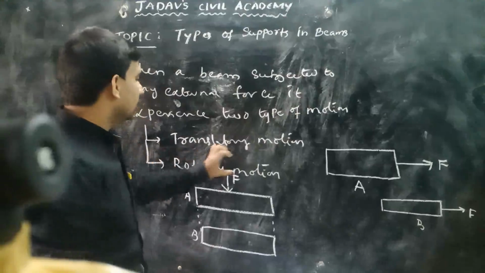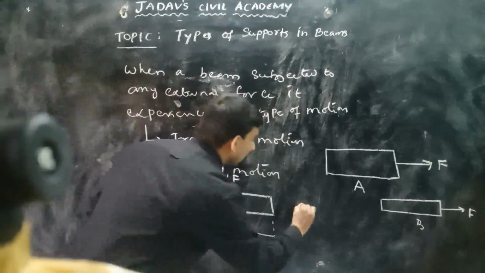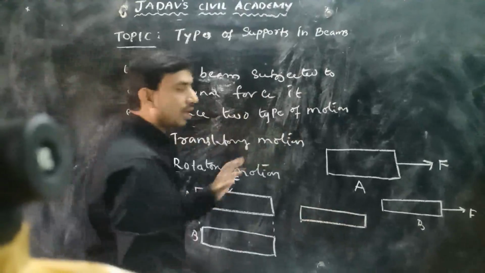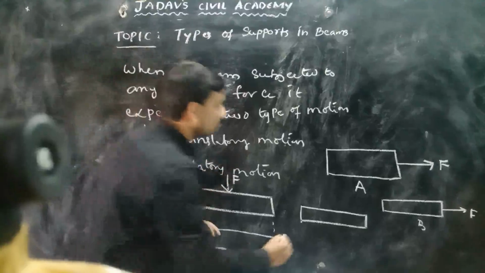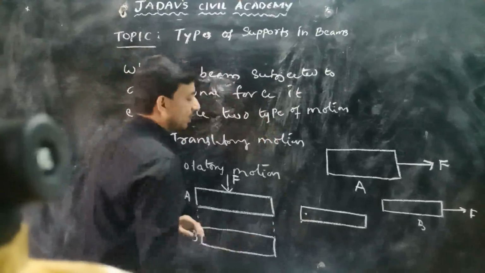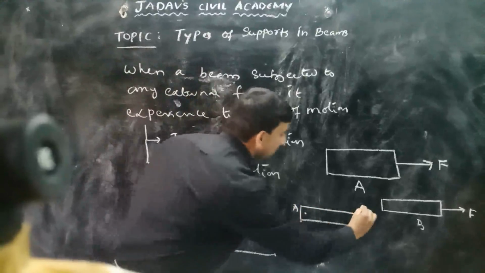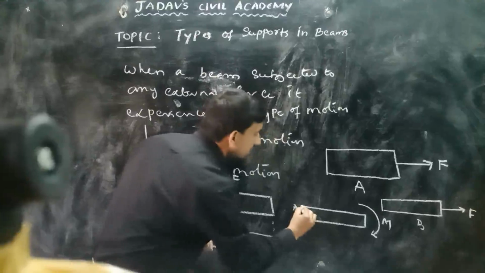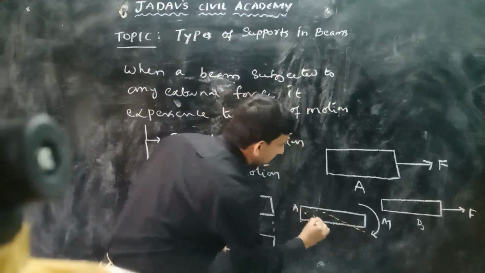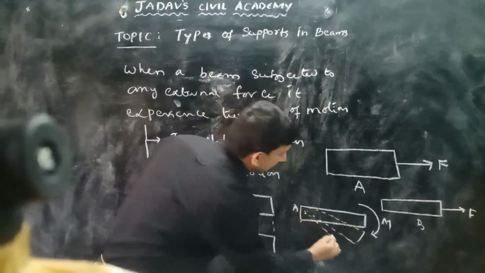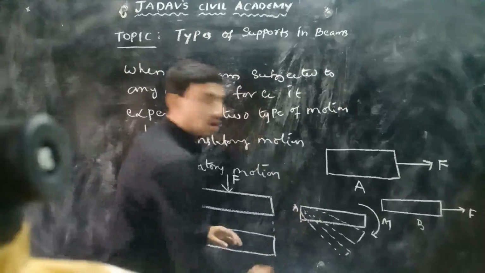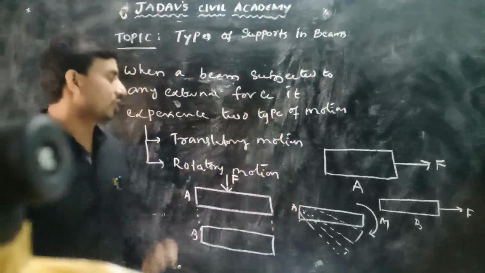So these are called translatory motion in the beam. Similarly, what about the rotatory motion? If you apply a moment, it may be a clockwise moment or an anti-clockwise moment, on a beam about a fixed point, say this is point A. If you apply the moment, say it is a clockwise moment, then this beam also rotates about this point, like this, and like this. This is called a rotatory motion.